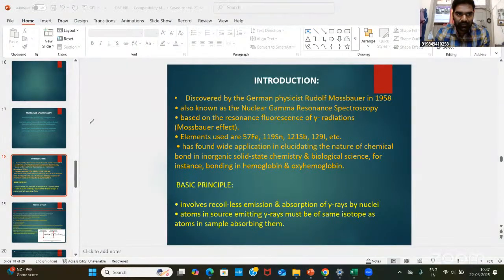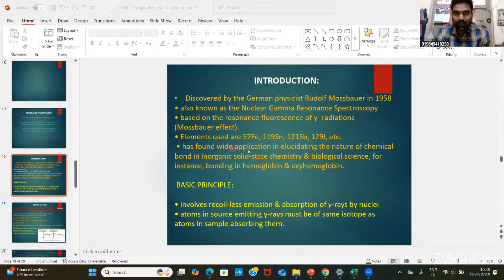The elements used in this are Fe-57, where 57 is the mass number of the iron isotope, tin-119, antimony-121, and iodine-129. These are some of the elements which are used for the Mössbauer effect.